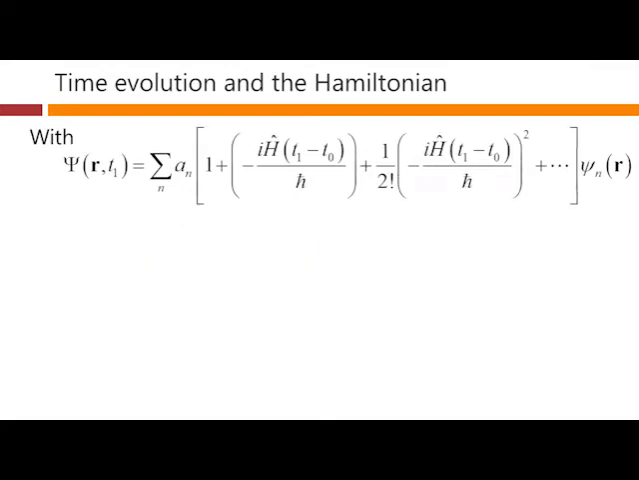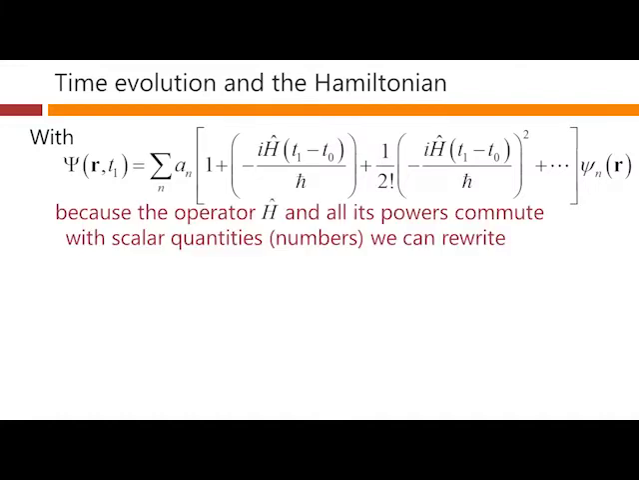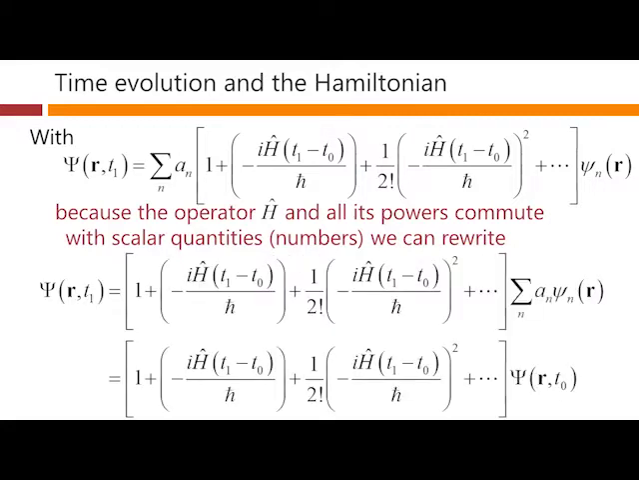And of course, with this expression that we've just written down, because H and all its powers commute with scalar quantities, that is numbers, we can rewrite this. So we can move the a_n over here, move the whole summation over to the right-hand side. And hence, psi of r at time t1 is everything we see here operating on psi of r at t0.